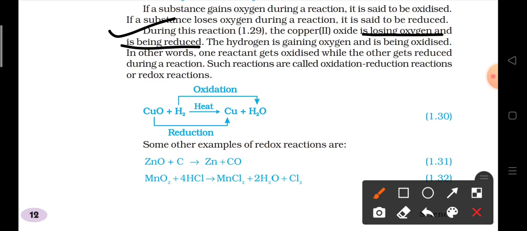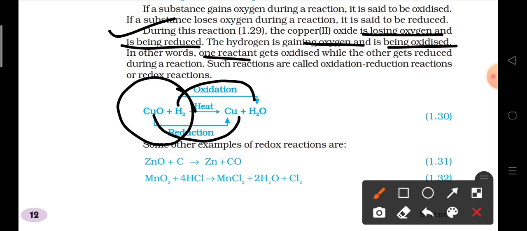The hydrogen is gaining oxygen, so it is being oxidized, that we have discussed. So hydrogen is oxidized and copper oxide is reduced. In other words, one reactant gets oxidized while the other gets reduced. I have told you that we have to check the oxidized substance and reduced substance on the reactant side only. So one reactant gets oxidized, the other reactant gets reduced during the reaction. Such a reaction is known as an oxidation reduction reaction, or simply a redox reaction.